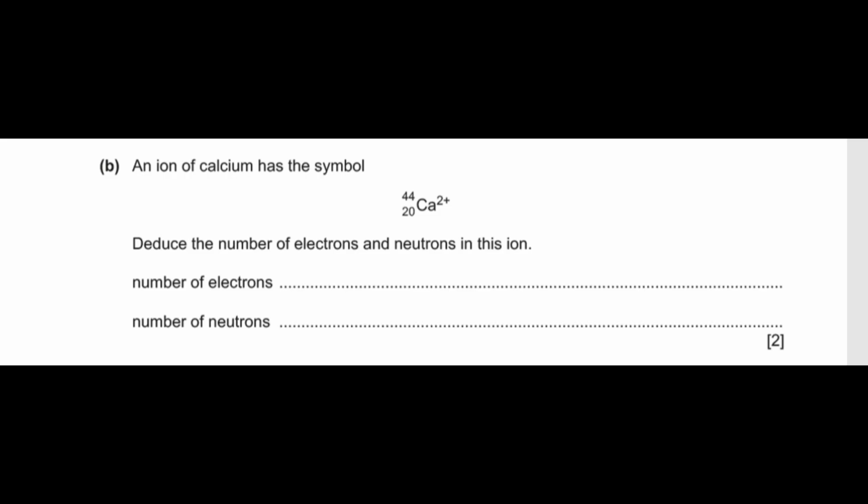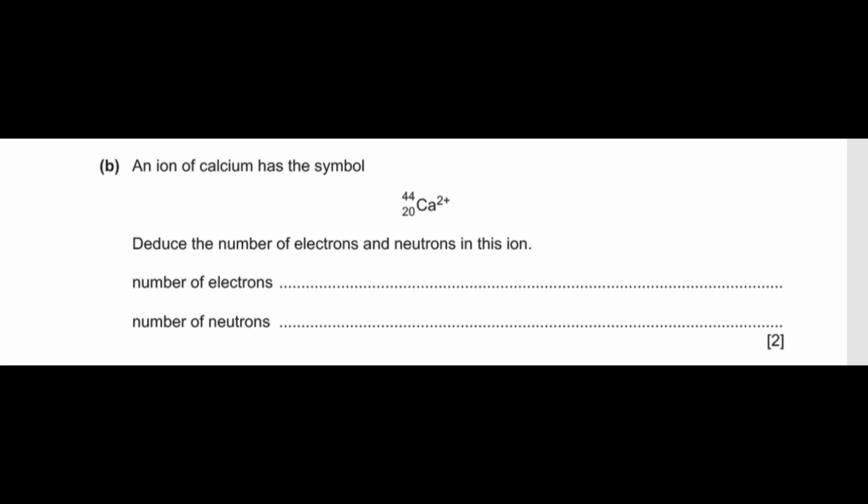One is the subscript, the other is the superscript. Here in calcium the subscript is 20 and the superscript is 44. So the smaller number is always the atomic number, which is the number of protons, and the number of protons is always equal to the number of electrons in a neutral atom.